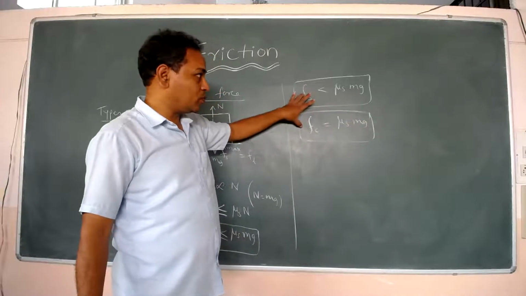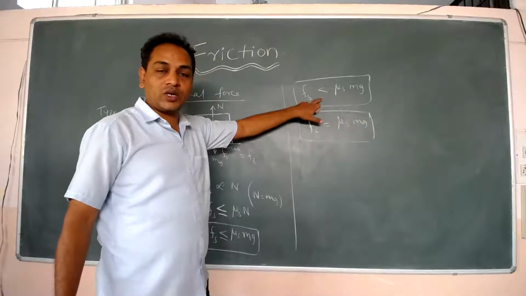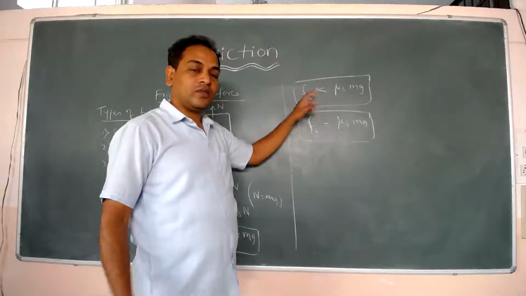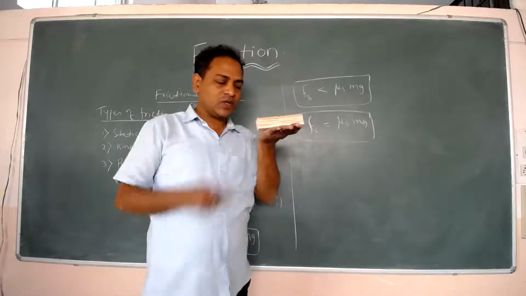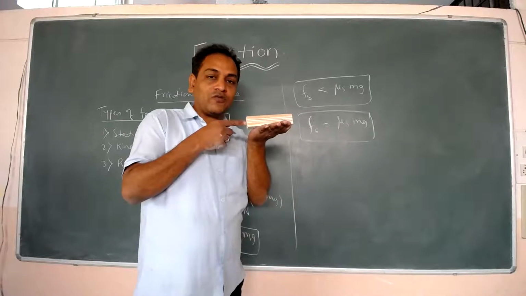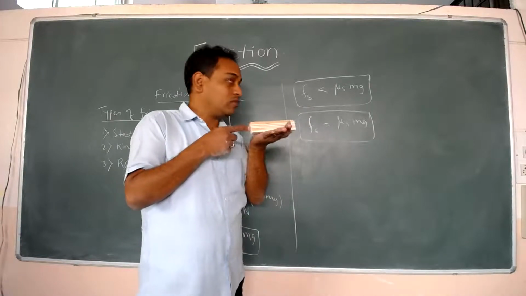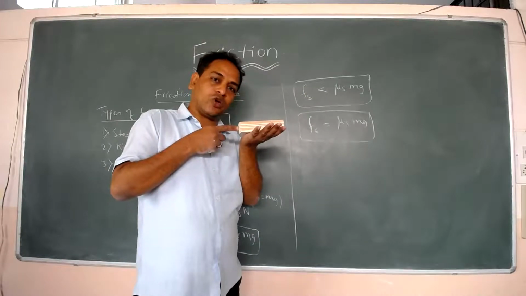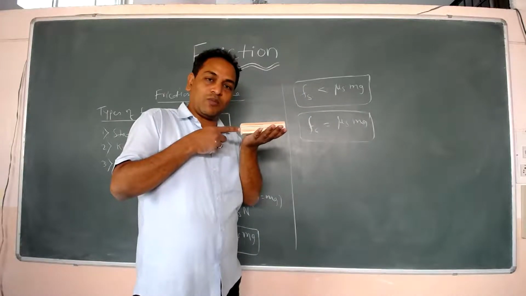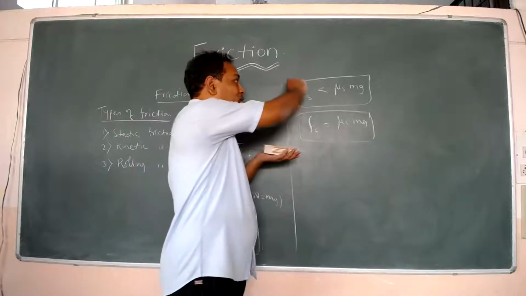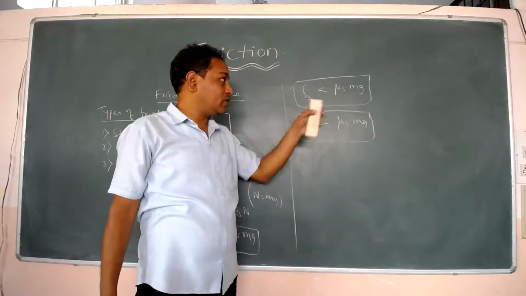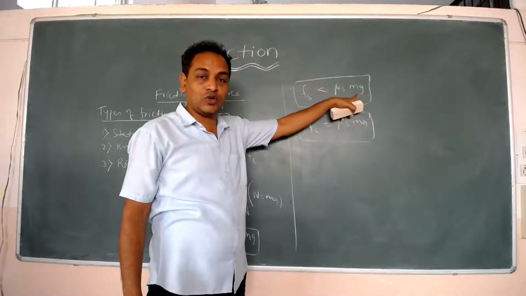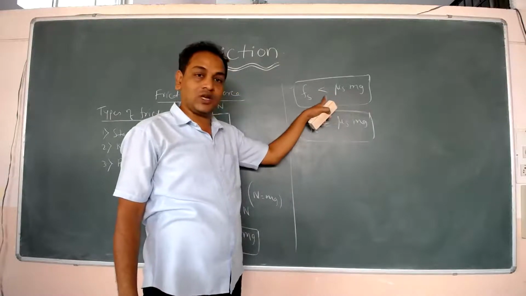What are these two? This is the situation when the body is not moving. Suppose I have taken a body and applied some force, and the body is not moving. Still I am applying force, but the body is still not moving. Then I will apply this formula. That means the frictional force is still less than mu s into mg.